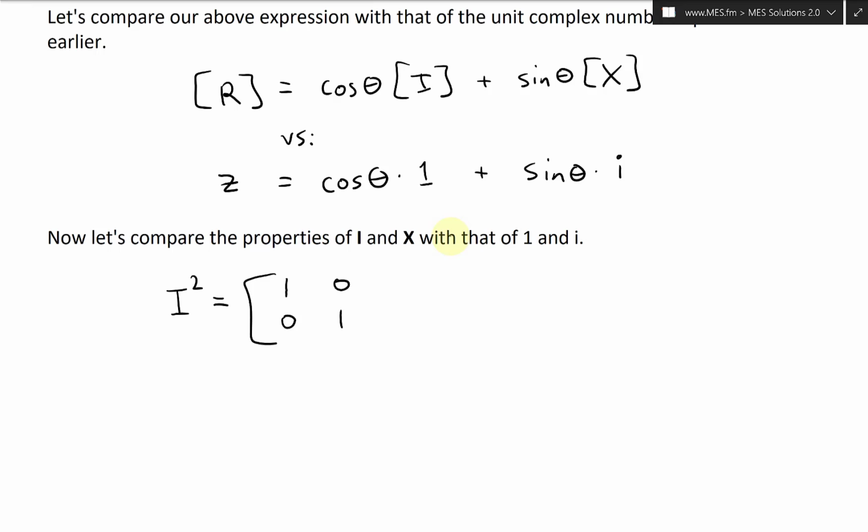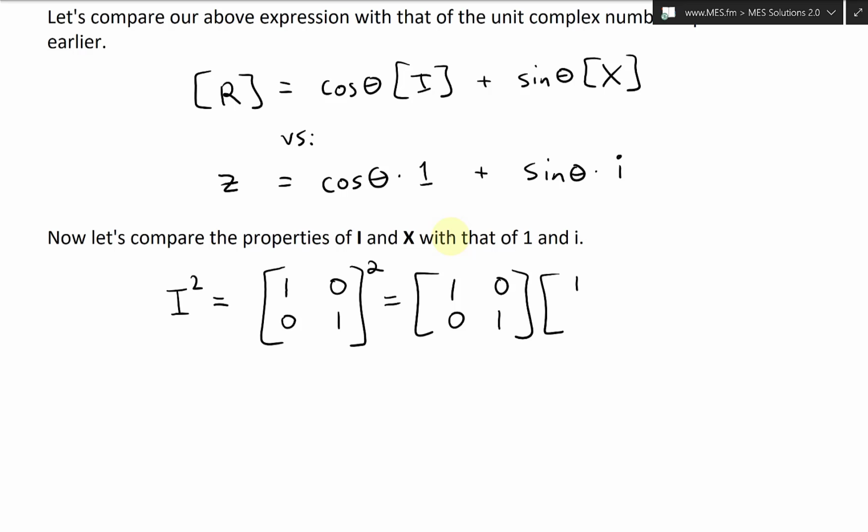So if we square this, all right, let's fix that up. Squared, this just equals, well, just matrix multiplication: [0, 1; 1, 0] times [0, 1; 1, 0]. Again, matrix multiplication, so we just multiply the row with the column. We go 1 times 1 plus 0 times 0. So in other words, we get a 1.